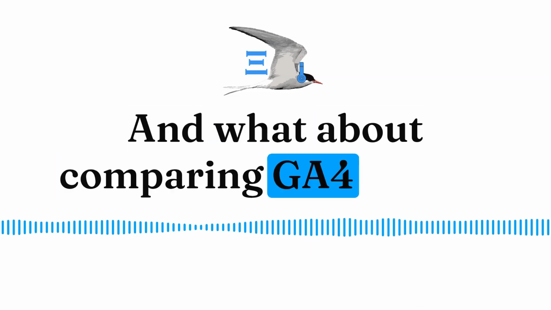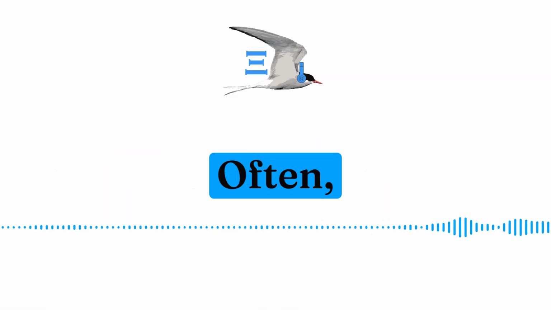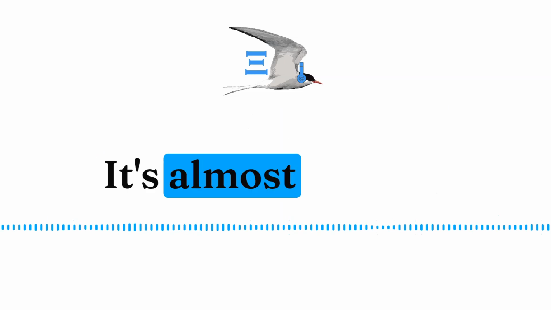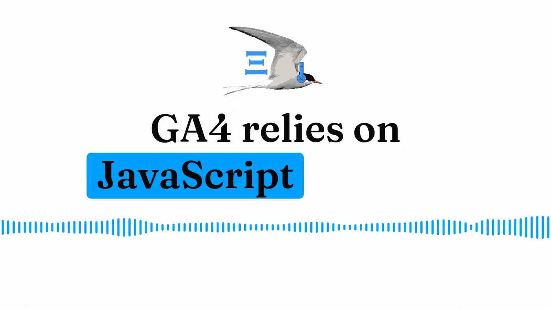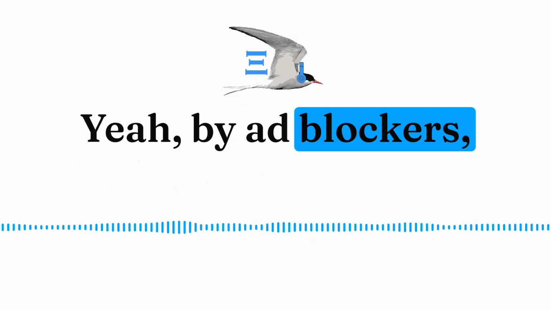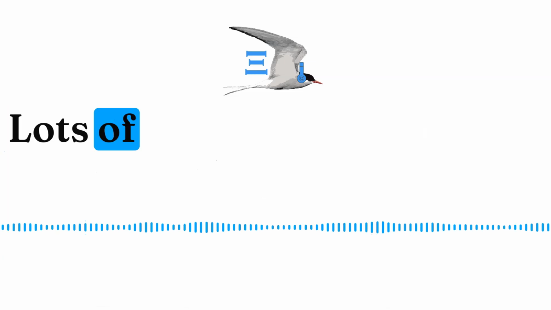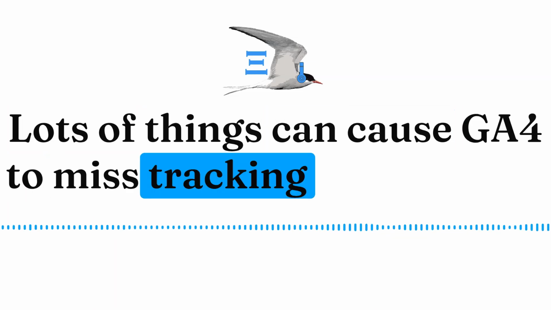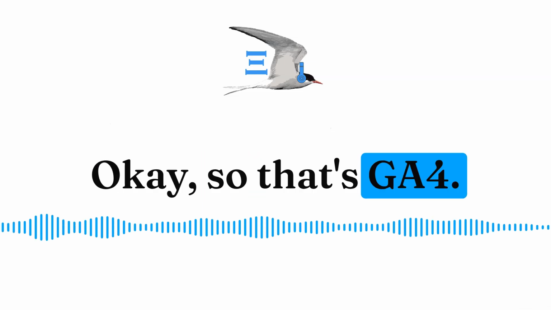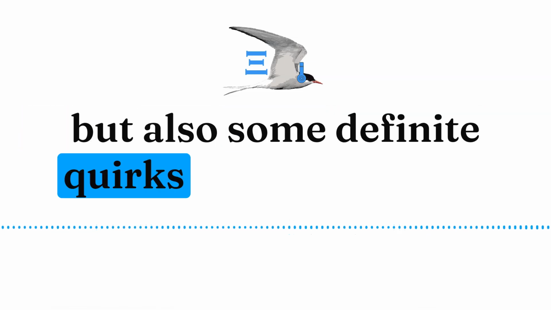And what about comparing GA4 data to Shopify's own analytics? Do they match up? Often, no. Not exactly. Shopify's tracking is baked right in. It's almost instant. GA4 relies on JavaScript running in the user's browser, which can be blocked, by ad blockers, network hiccups, cookie consent banners not being accepted. Lots of things can cause GA4 to miss tracking some events that Shopify catches, so you often see discrepancies. Okay, so that's GA4, the story on your site, with some powerful features, but also some definite quirks and limitations.